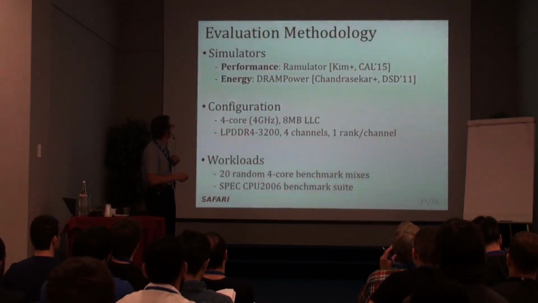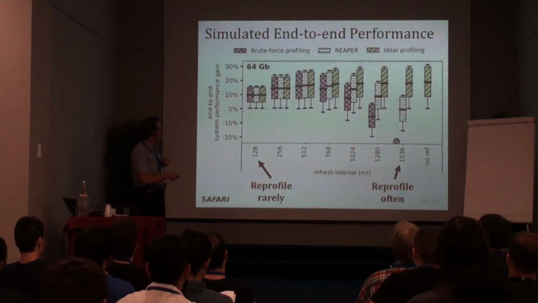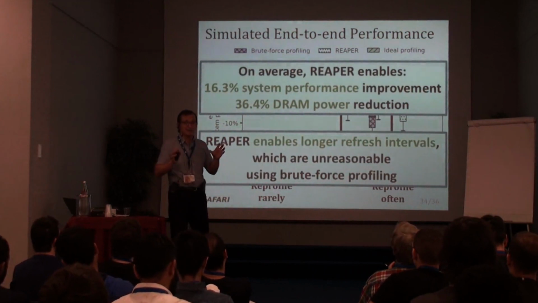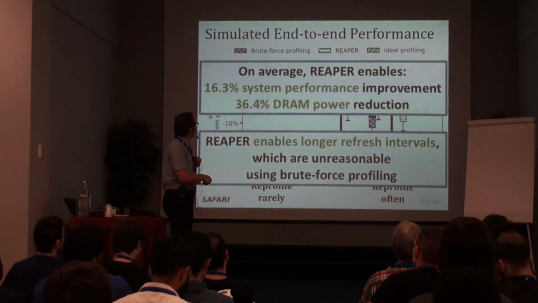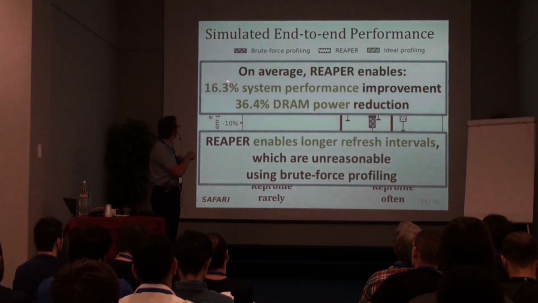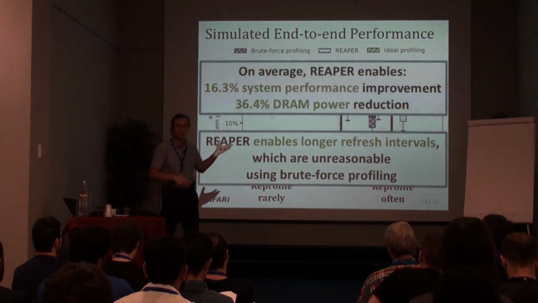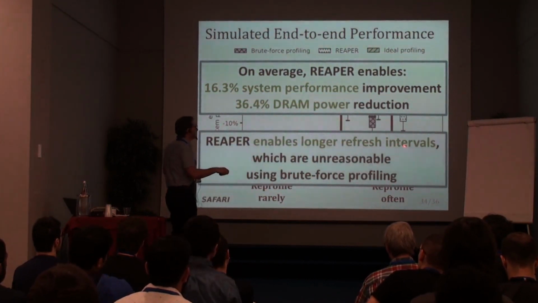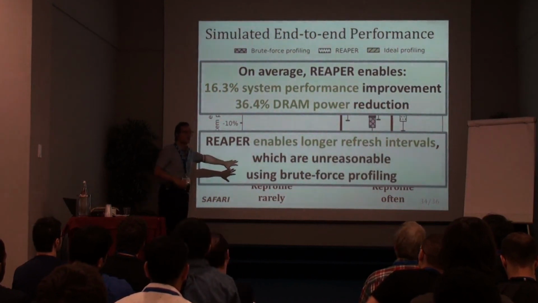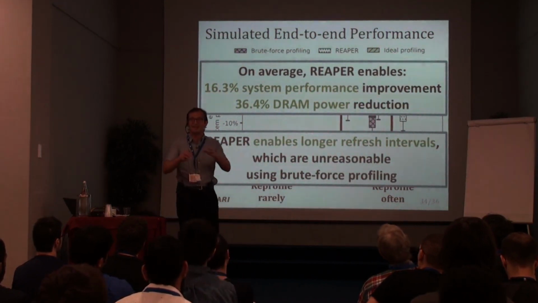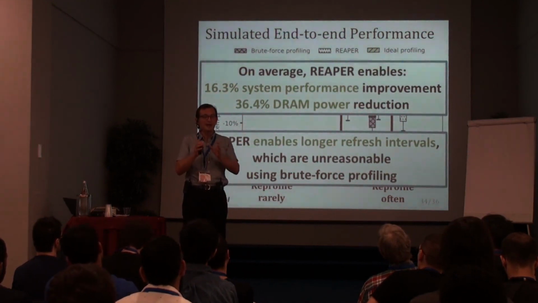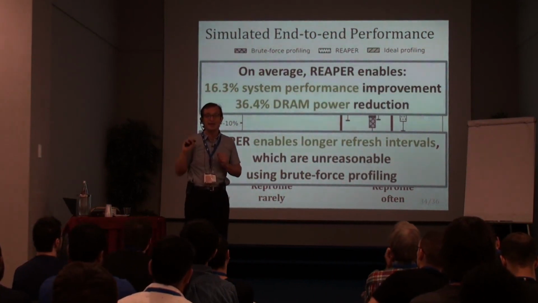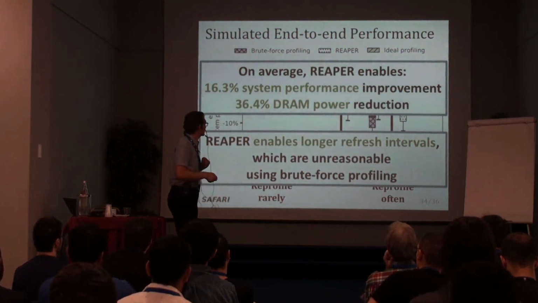Well, let me give you some results. Basically, there's a lot of results over here, but I'll go to the conclusion. Essentially, if you do this sort of reach profiling, this is a real profiling-based end-to-end system, you can improve system performance, according to our results, by about 16% and reduce DRAM power by about 36%, according to our data from the most recent devices. And it turns out this enables longer refresh intervals, which are unreasonable using brute force profiling. What do I mean by brute force profiling? This is the unreasonable testing. You don't profile intelligently, but basically you profile once in a while all of the cells in DRAM. So that's not good for system performance, it turns out.